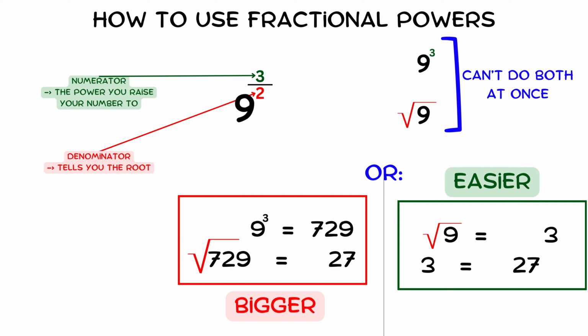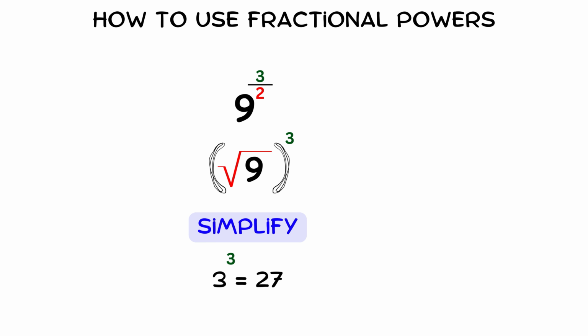So overall, the way I would do this question is that when I see 9 to the power of 3 over 2, I'd rewrite it as the square root of 9 all cubed so that I could simplify the root 9 to a 3 so that I'm left with 3 cubed, and then I would just do 3 cubed to get 27.